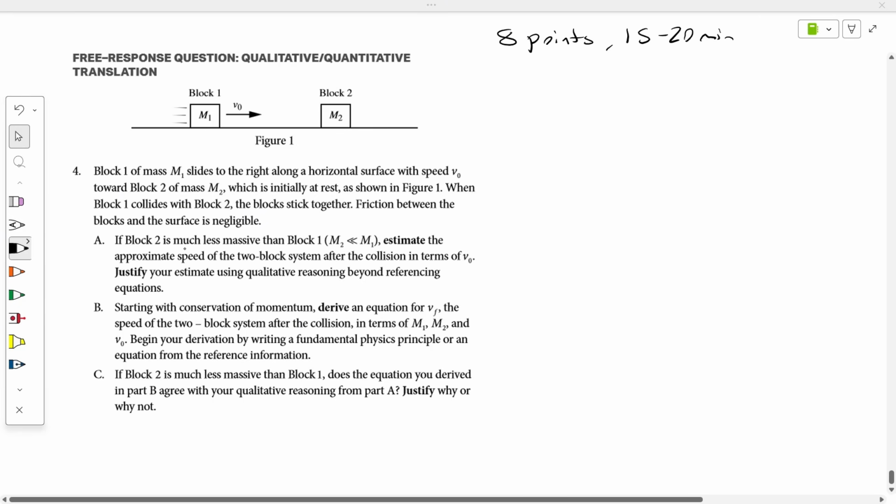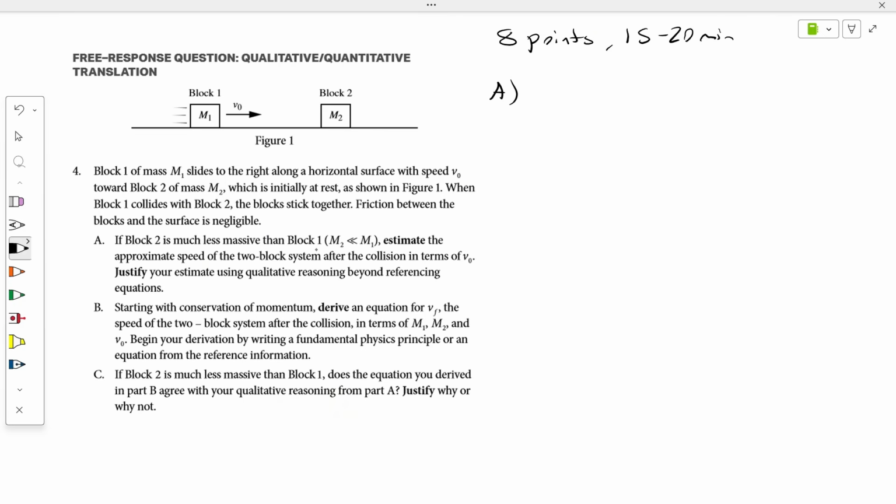Okay, so part A, it asks, if block 2 is much less massive than block 1, estimate the approximate speed of the two-block system after collision in terms of v0 and justify your estimate using qualitative reasoning beyond referencing equations.